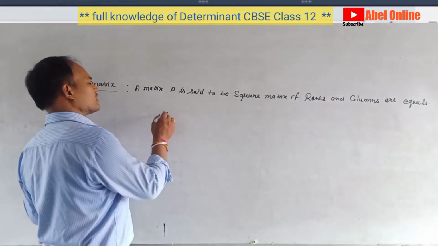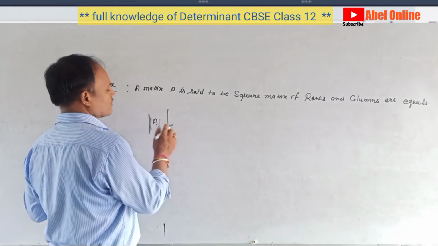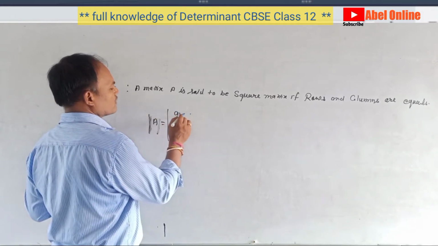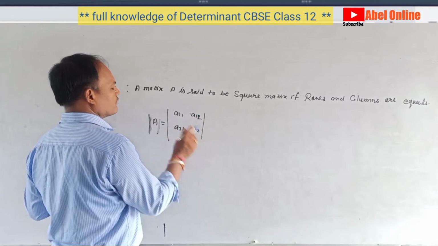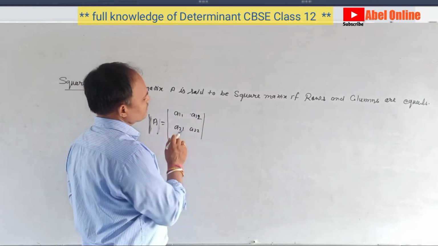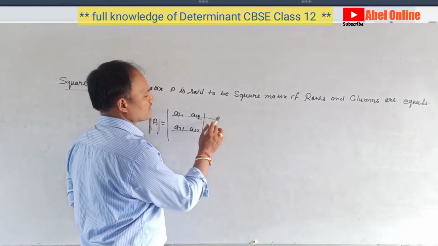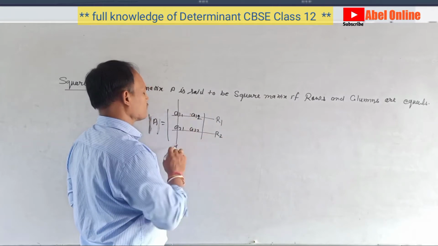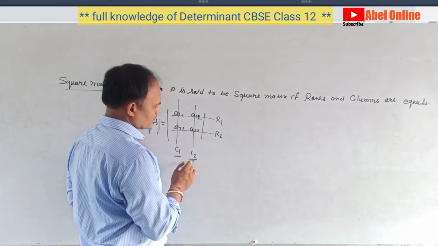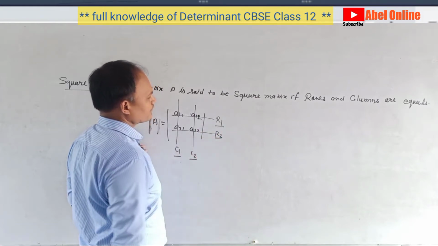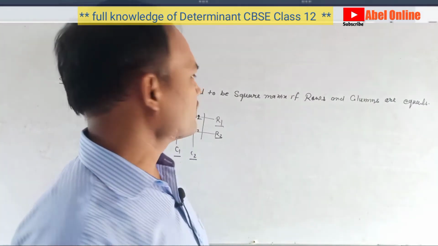When we are talking about the square matrix, suppose a matrix A equals A11, A12, A21, A22. Here the number of rows are 1, 2, that is R1 and R2, and columns are column 1 and column 2. So if there are 2 rows and 2 columns, then we can say that this is a square matrix.